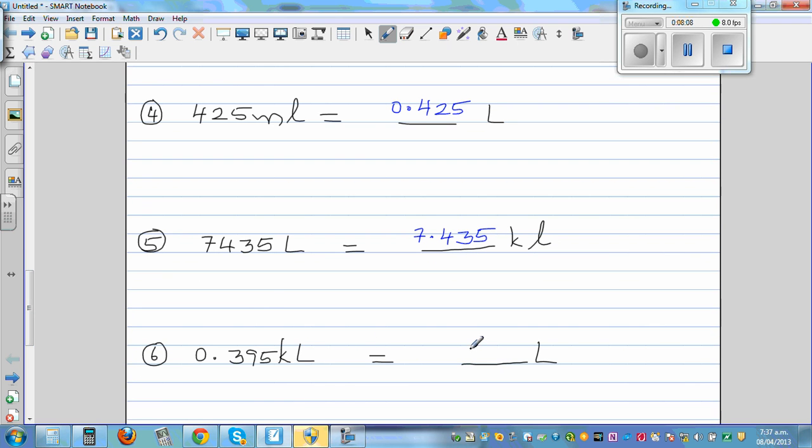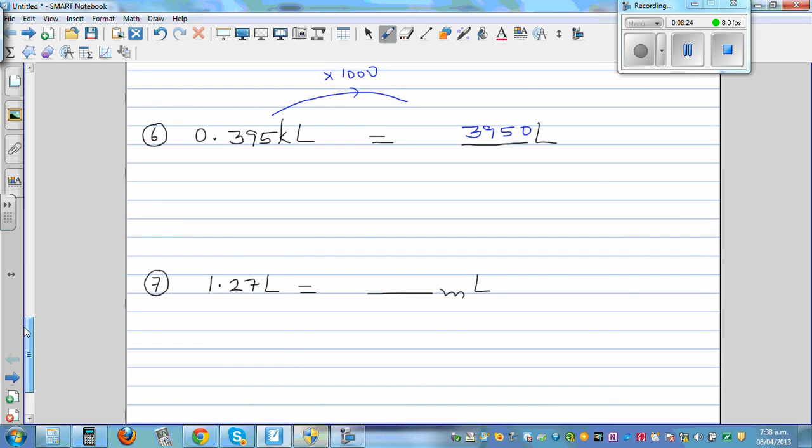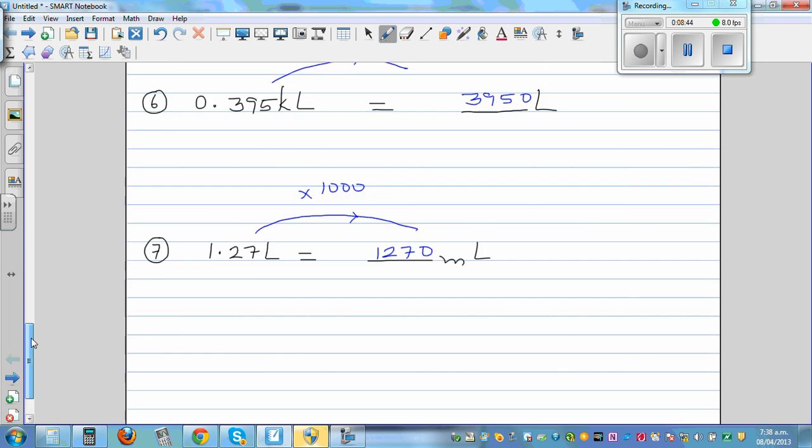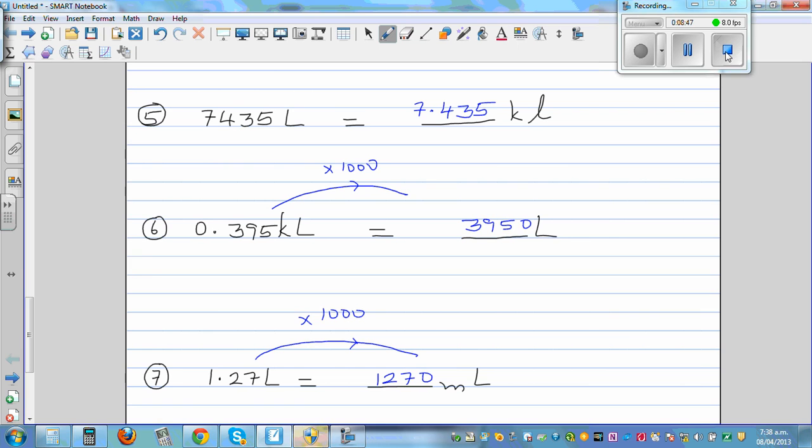Now from kiloliters to liters, let's do it without looking at the chart. Is the number going to get bigger or smaller? It's going to get bigger, so we times this by 1,000. This will be 3,950 liters. One more question. From liters to milliliters, is the number going to get bigger or smaller? It's going to get bigger, so times it by 1,000. So it's 1,270 milliliters. You can make up your own problems and do the remaining problems yourself.